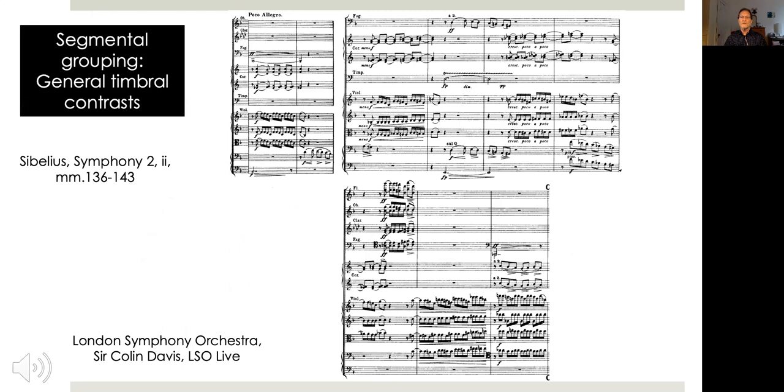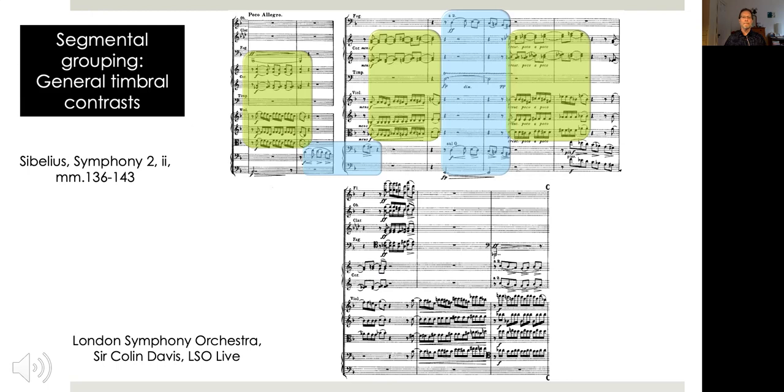General timbral contrasts can be used to set off different musical materials with distinct orchestrations in order to highlight the contrast. The local contrasts in instrumental groups are used to set off the alternating musical materials.